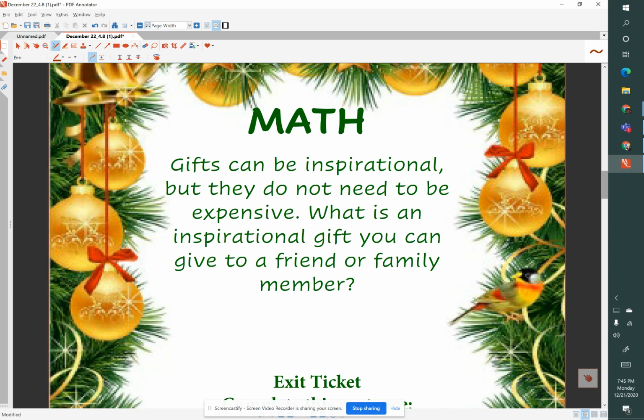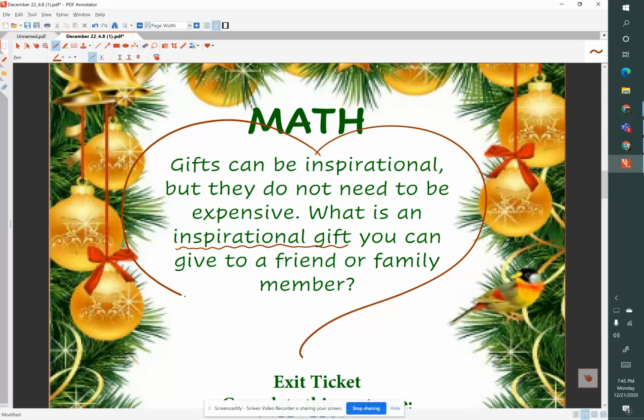So our do now for today: gifts can be inspirational, but they do not need to be expensive. What is an inspirational gift you can give to a friend or family member? And when you think about this, I really want your answer to come from the heart. So be very thoughtful about this.